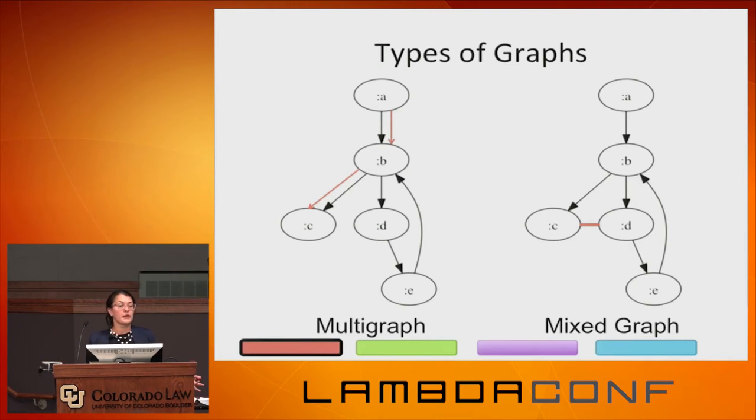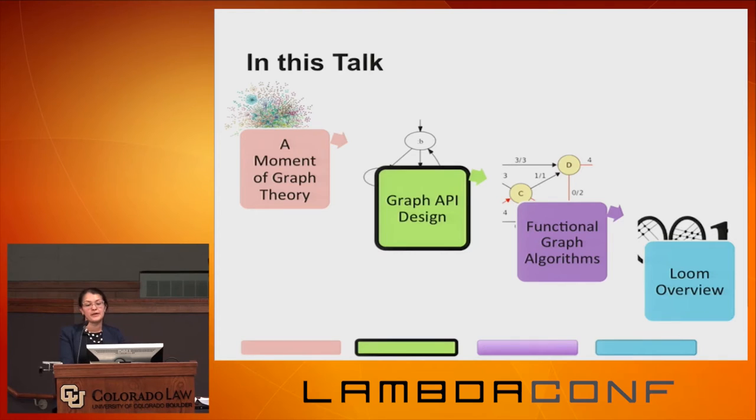For instance, we may know that they are using a lot of resources, and our system may not be able to support that amount of resources. OK, so now that we looked a little bit at graph theory, let's talk about graph API design.